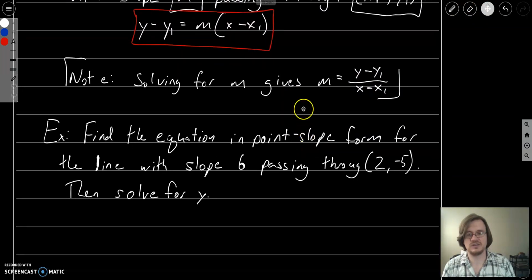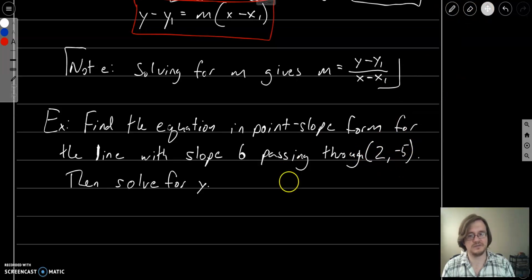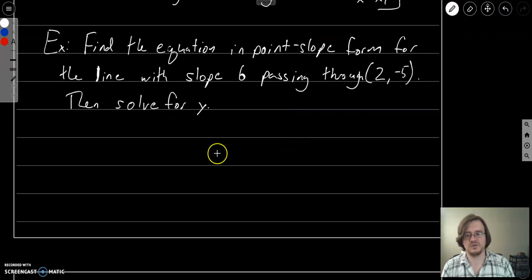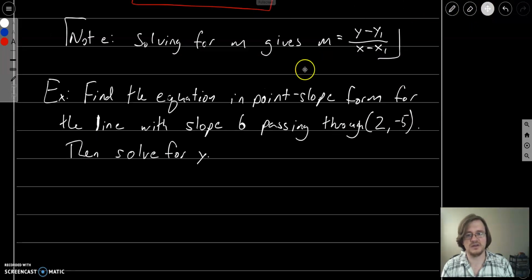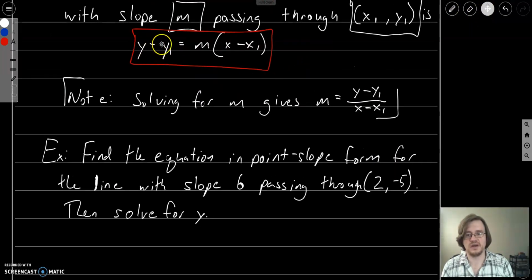So let's apply this. Let's just use this formula to come up with an equation for a line. Let's find an equation of a line in point-slope form for the line with slope 6 passing through the point (2, -5). So our formula is y minus y1 is equal to m times x minus x1.